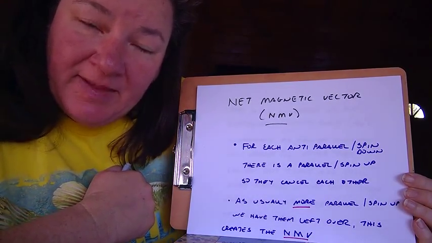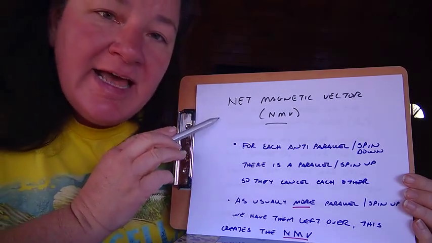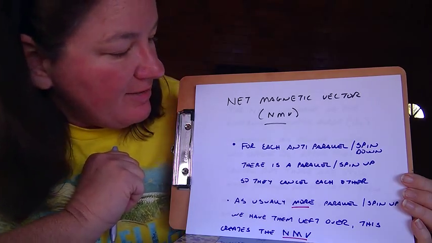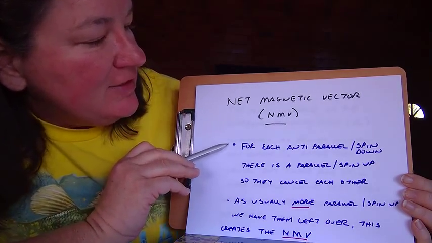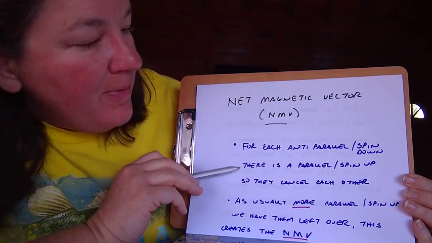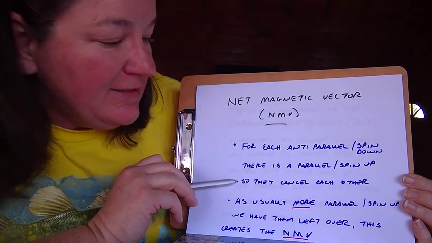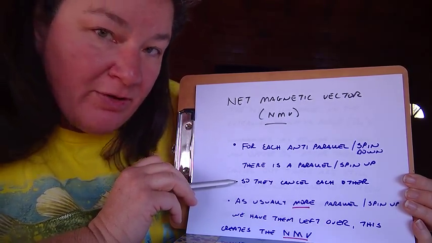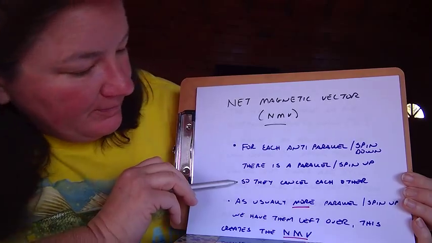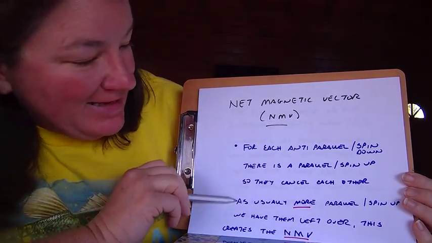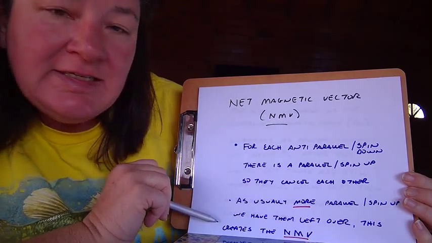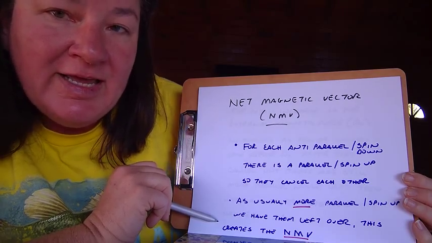Now, what does that mean? Basically, what you're looking at is a net magnetic vector, which we're going to be calling the NMV. Basically, it's saying that for each anti-parallel spin down, there is a parallel spin up. So they typically cancel each other out because, remember, there are more spin up parallel than spin down. As I just said, as there's usually more, they cancel each other out. What's left over is the net magnetic vector, or NMV.